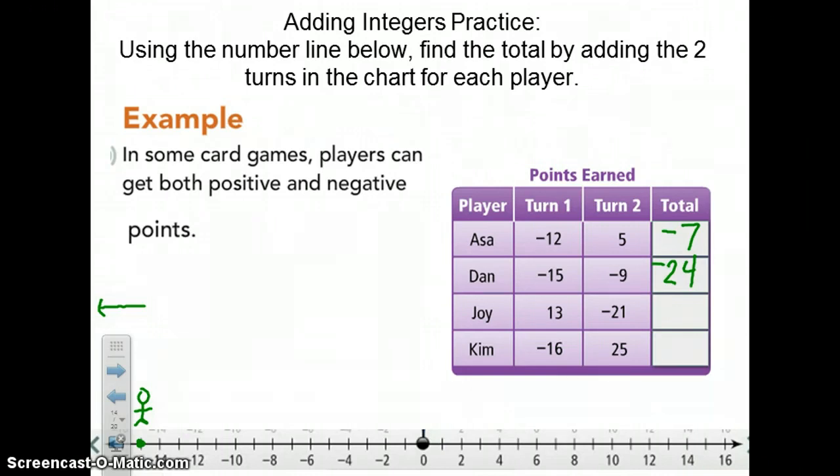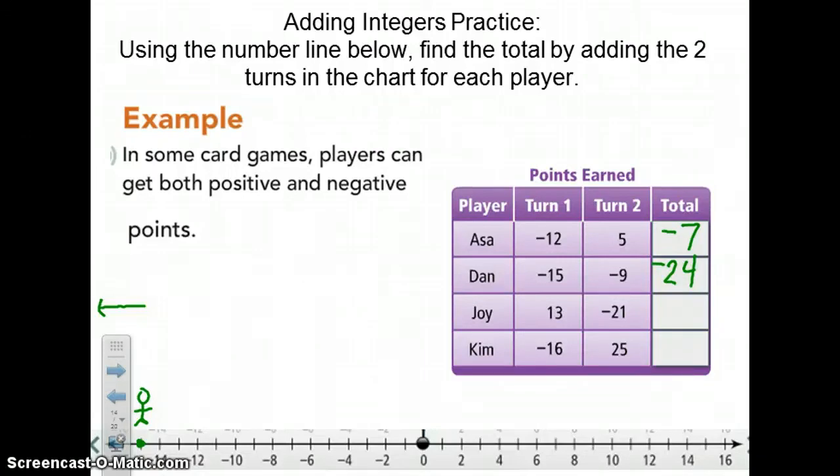Again, think about in terms of money. If you owed somebody $15 and you owed $9 more, think about what operation you're doing there. You're really adding them together. You're adding the 15 and the 9 to get to negative 24. You keep the negative because we are continuing to move in the left direction, in the negative direction, so our answer is still negative.